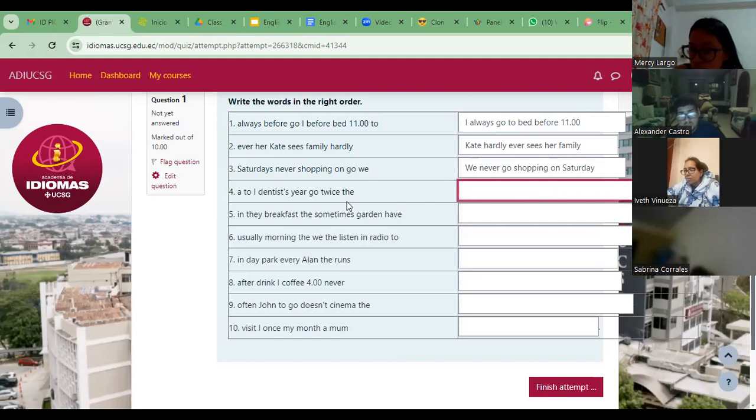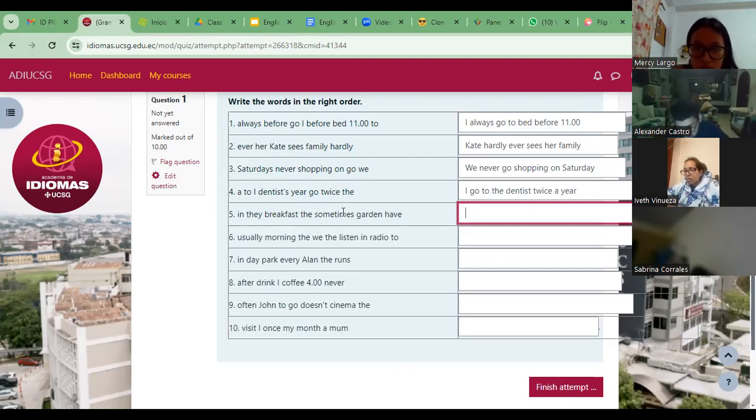Number 4. A to I dentist here go twice then. How can we rewrite this one? I go to the dentist twice a year. I go to the dentist twice. ¿Qué significa twice? 2 times. Dos veces. 2 times a year. I go to the dentist twice a year, every 6 months somehow, right? What about number 5? Mercy.